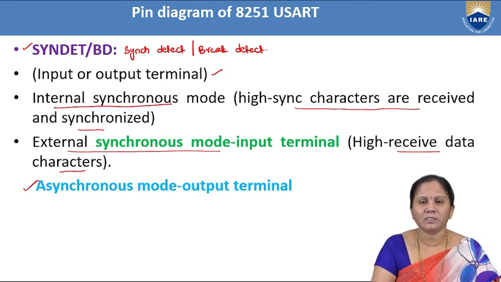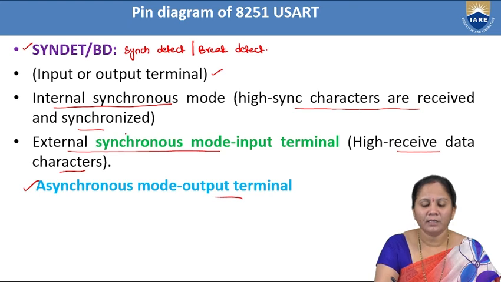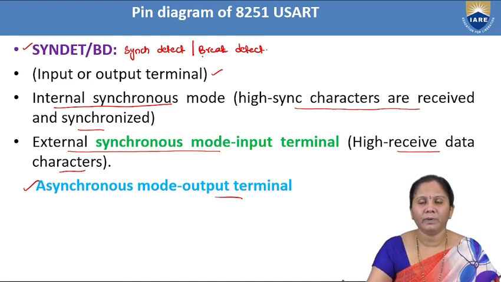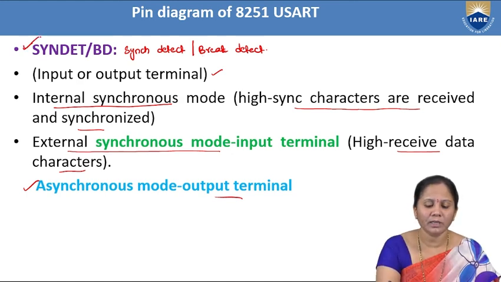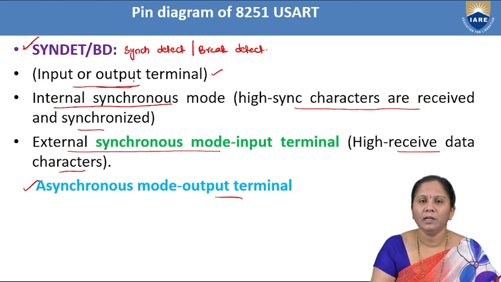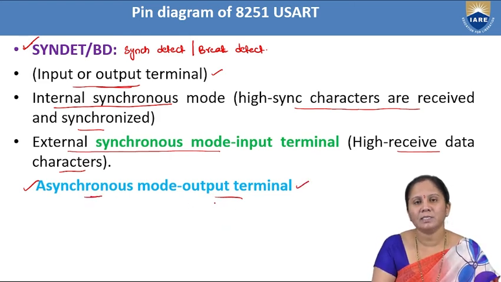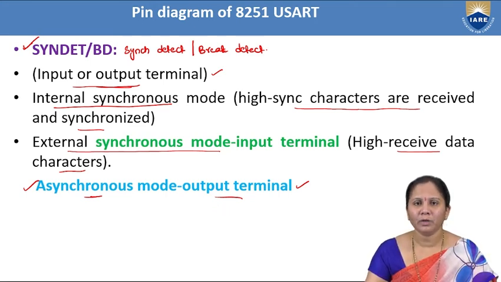Whereas in the asynchronous mode, this sync detect and break detect will act as an output terminal. When it is in the synchronous mode, this signal will act as an input terminal. So that is why sync detect and break detect acts as both input and output terminal. In the asynchronous case, it acts as an output terminal. In the synchronous case, it acts as an input terminal. And the synchronous case is again categorized as internal synchronous and external synchronous.